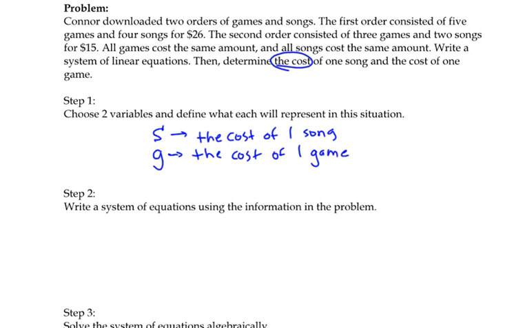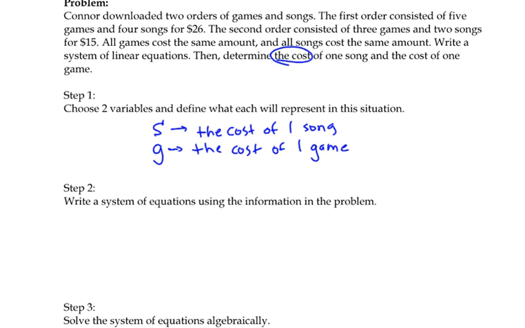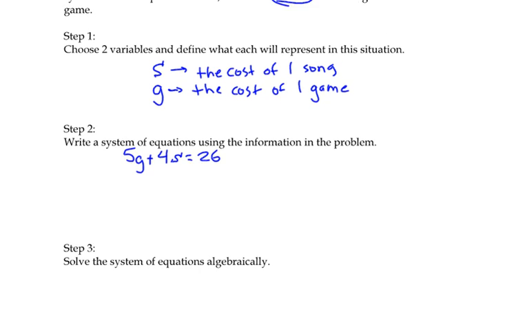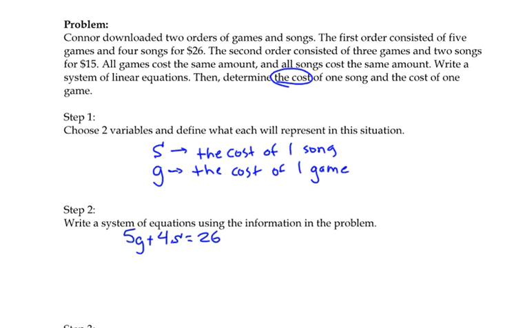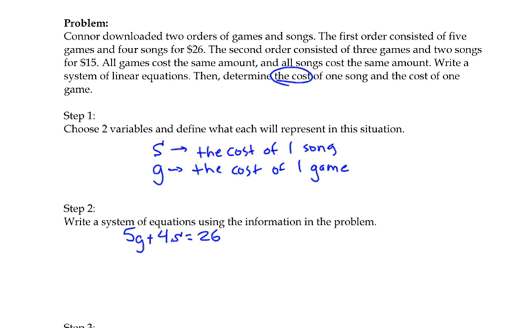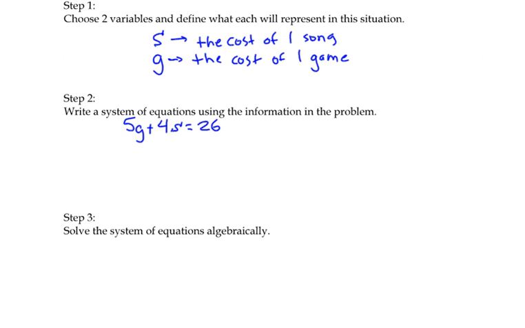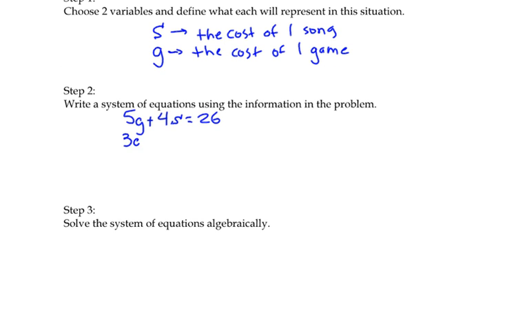Alrighty, your equations. Remember, each sentence is usually an equation. So when it said the first order consisted of 5 games and 4 songs, it's $26. What was our equation? 5G plus 4S equals 26. Second equation, second order consisted of 3 games, 2 songs, $15. 3G plus 2S equals 15.